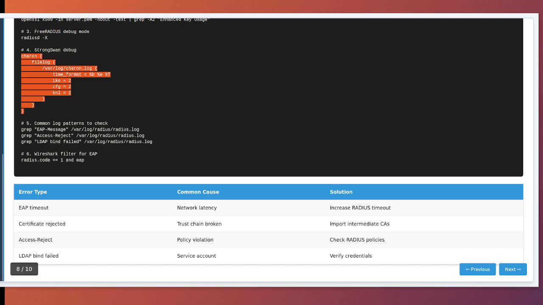Client-side issues are often the trickiest because you have less visibility. Windows Event Viewer, macOS Console, and Android/iOS device logs can help, but they're often not verbose enough.